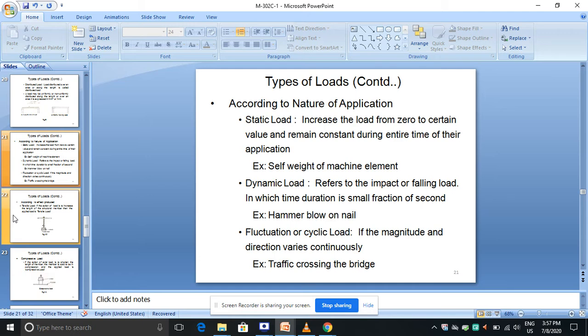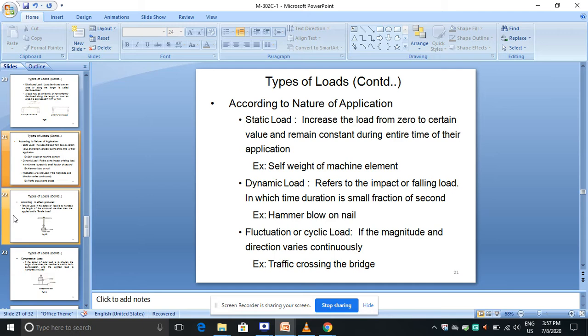The example is the self weight of the machine element. Second one is dynamic load. It refers to the impact or falling load in which the duration is very small, a fraction of a second. A good example is a hammer blow on a nail.